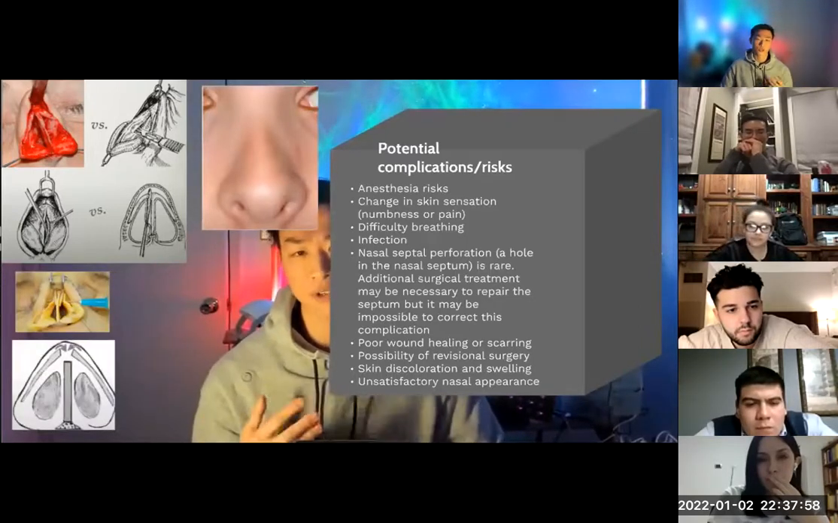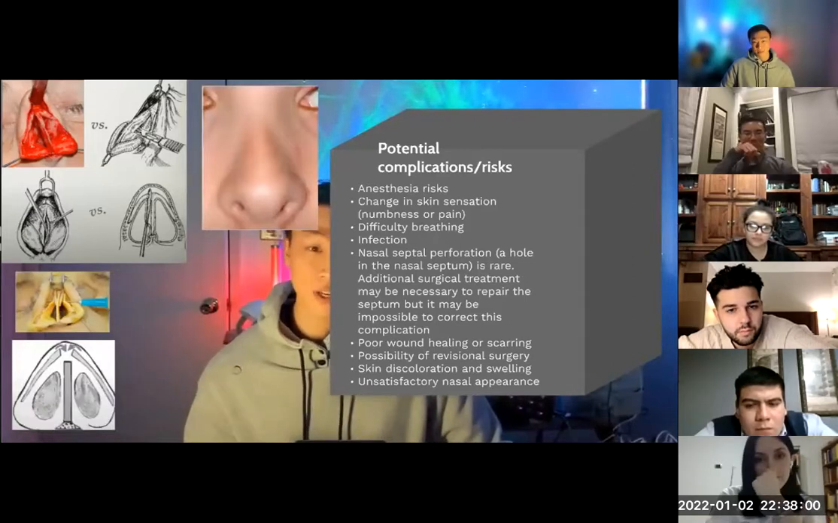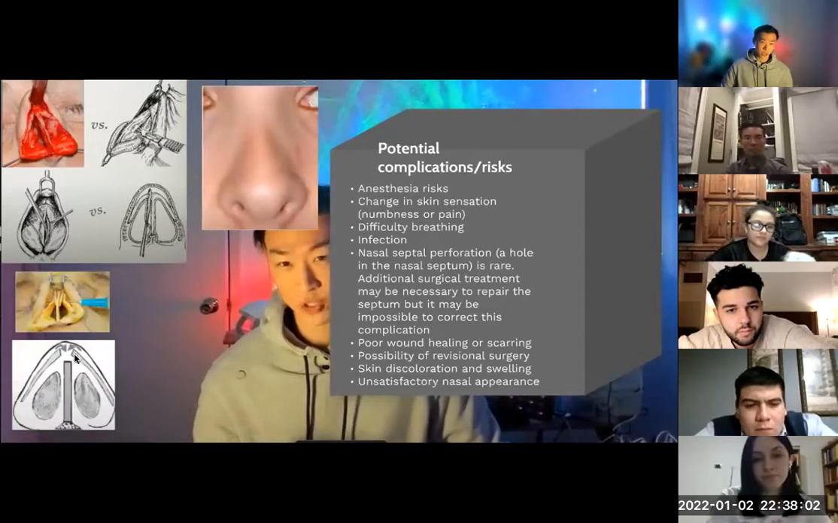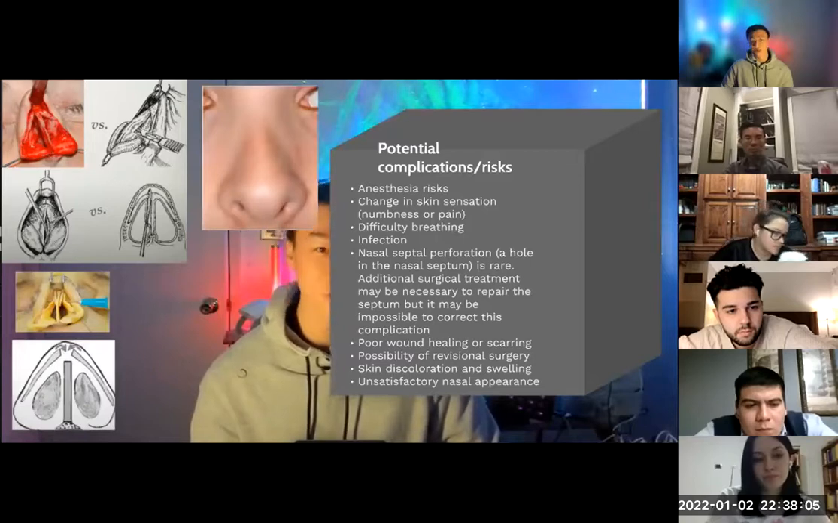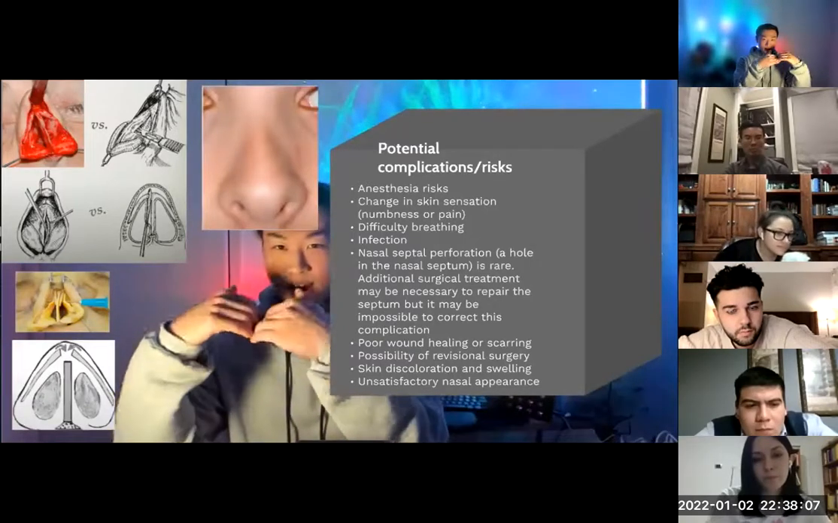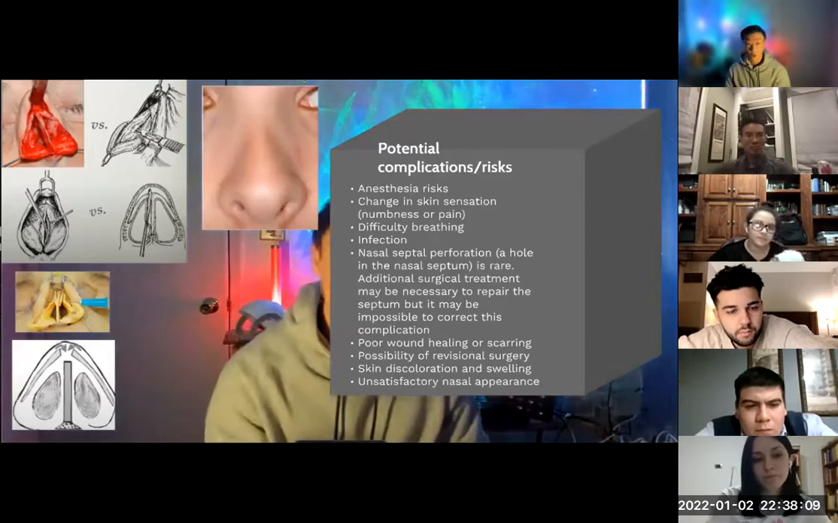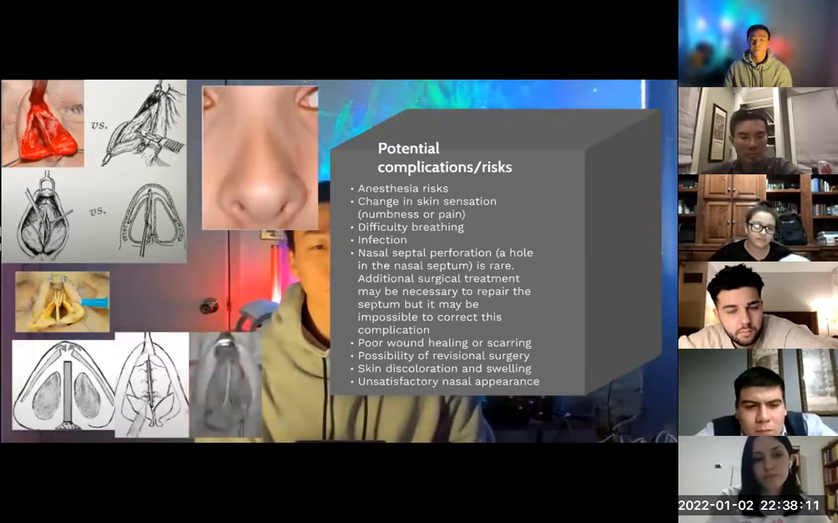And also, whenever you have a significant amount of hump reduced, you'll have this extra length of the upper lateral cartilages, and those can then be infolded so that you could get a more natural contour of that middle vault.